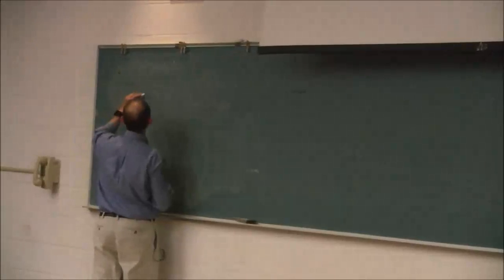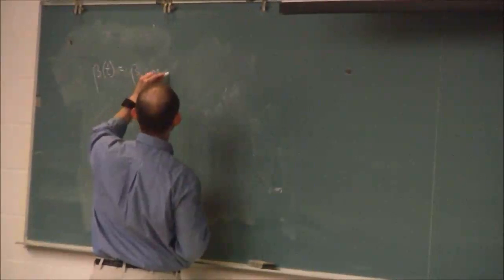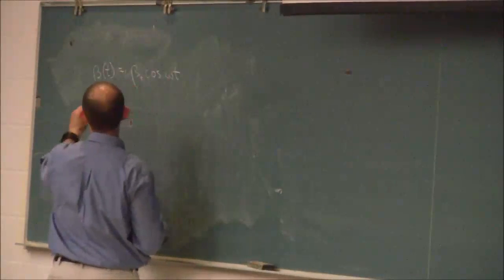Where we left off is we have an input to a system, beta 0 cosine omega t.